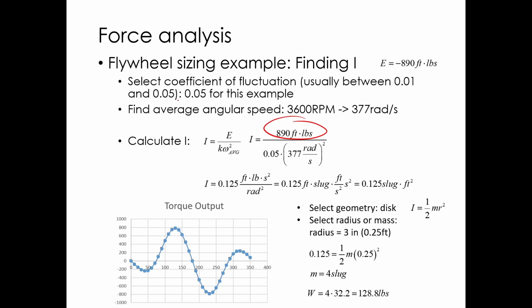For this example, we're going to use a 5% coefficient of fluctuation. So a 5% coefficient of fluctuation, we need the average speed.